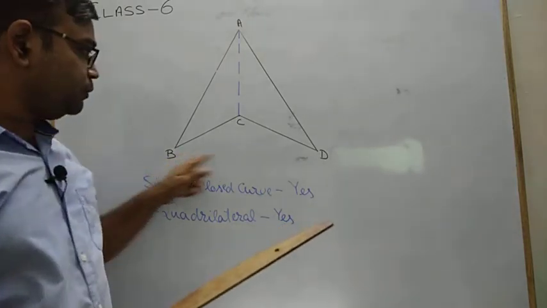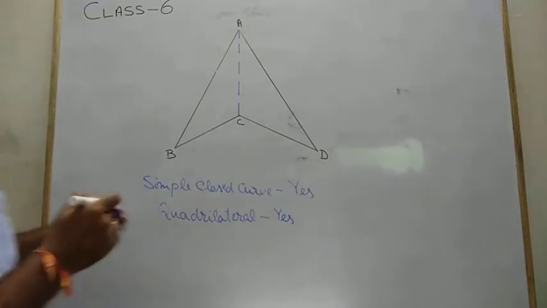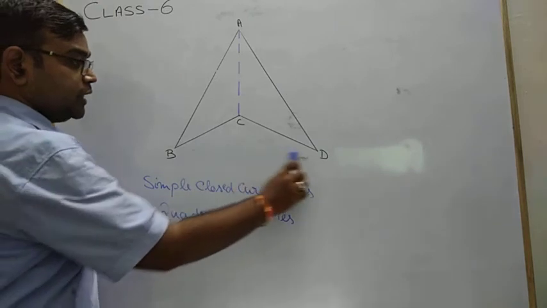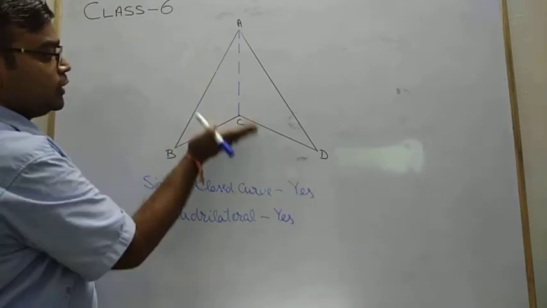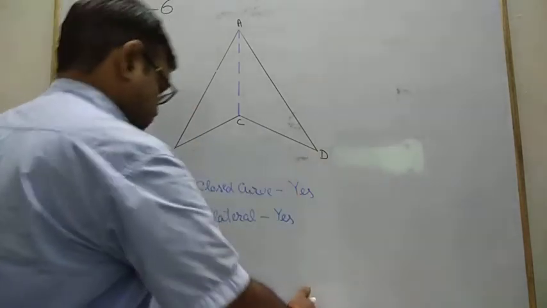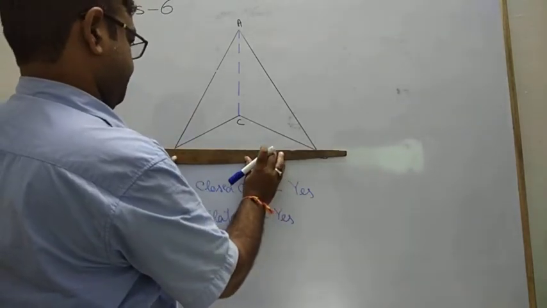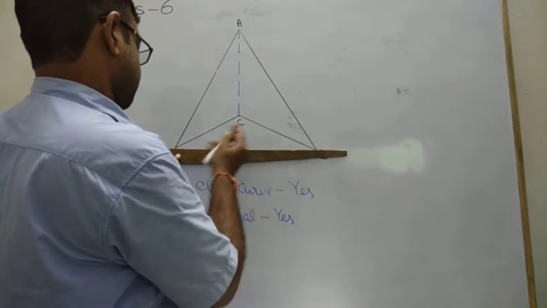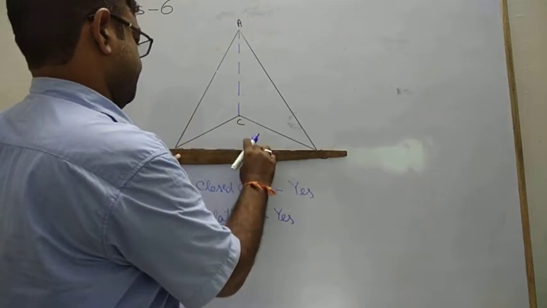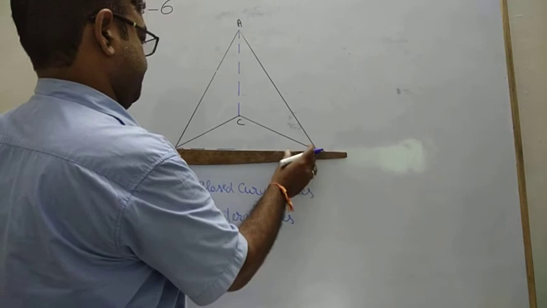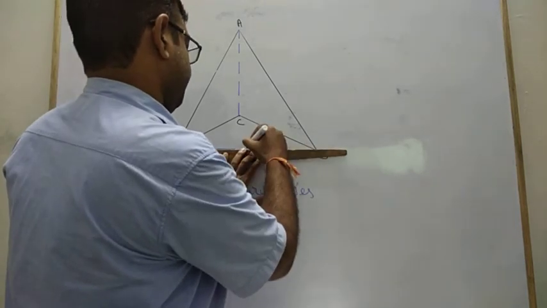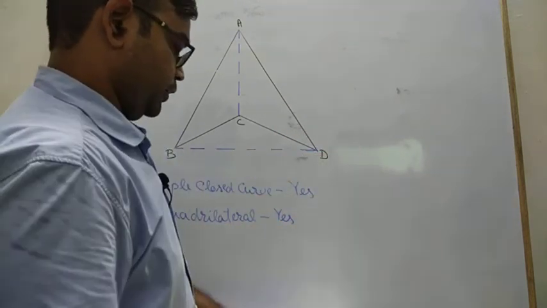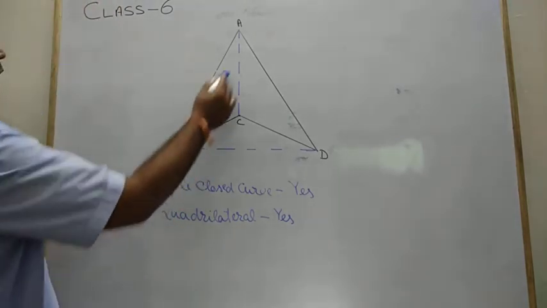The other opposite points are B and D. Though it's outside, if you draw the diagonal, it does not go in between the figure. It goes outside. So it is your external diagonal. This is your internal, and this is your external diagonal. Join these. So yes, we have two diagonals.